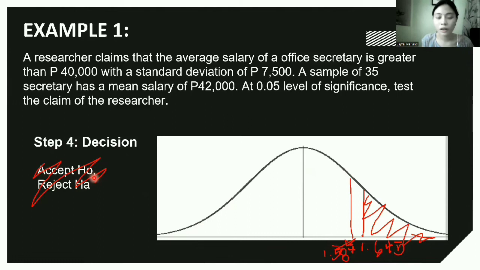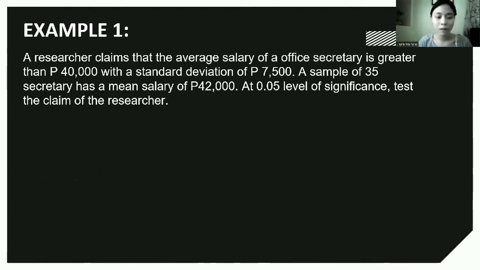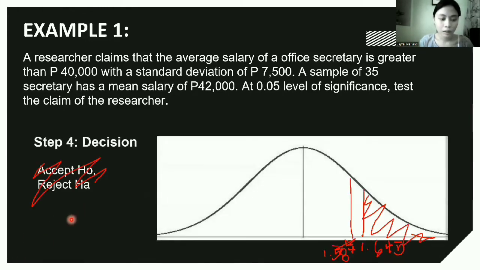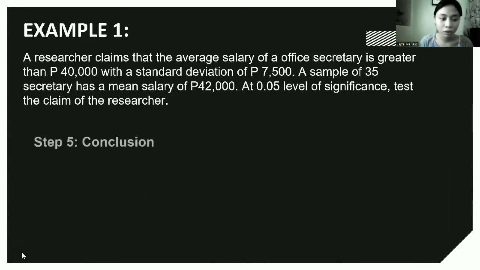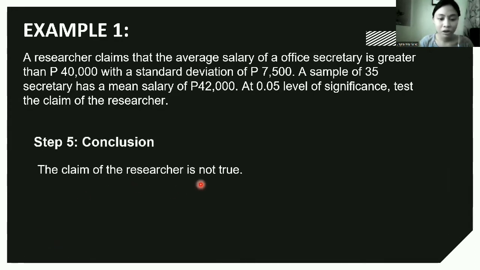And when we accept the null hypothesis, automatically we reject the alternative hypothesis. So next step, conclusion. Based on our decision, we can conclude that the claim of the researcher is not true. In other words, the average salary of an office secretary is not greater than 40,000.